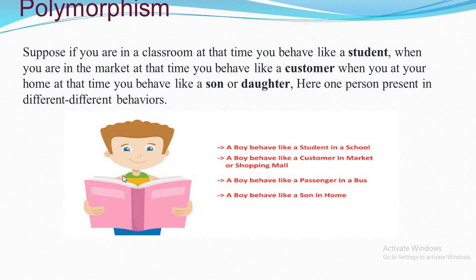Consider the example. Suppose you are in a classroom, a person. At a time, you behave like a student. When you are in the market, at a time, you behave like a customer. When you are at your home, at a time, you behave like a son or daughter. Here, one person performing different forms is known as polymorphism.